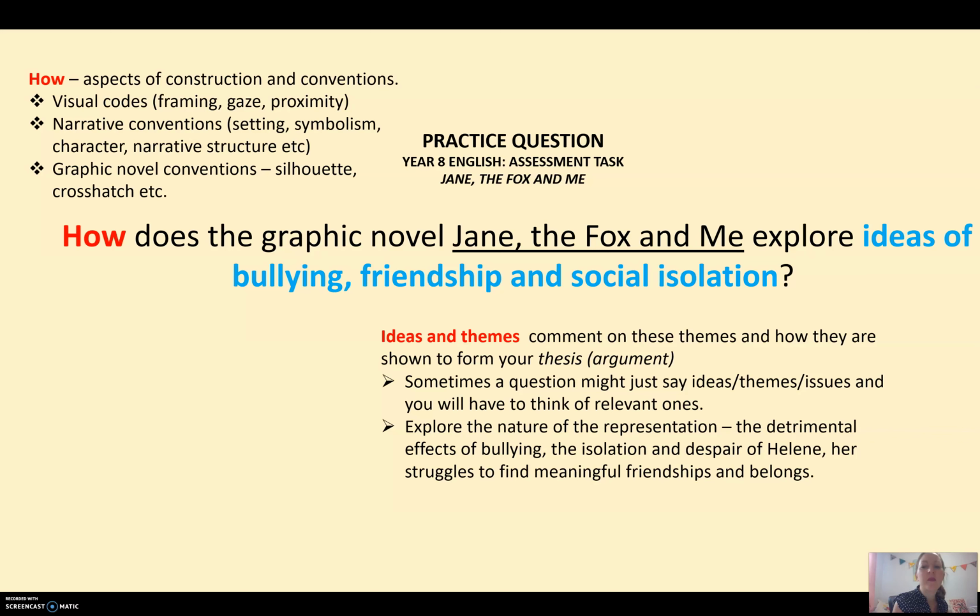So what does it say about bullying? So she experiences the harmful effects of bullying. She feels disempowered. With friendship, does she have friends? So what does friendship look like in the graphic novel? So her struggles to find friendship and her struggles to forge meaningful relationships. And social isolation. So that's about characterizing the nature of how she feels ostracized and like she doesn't belong.